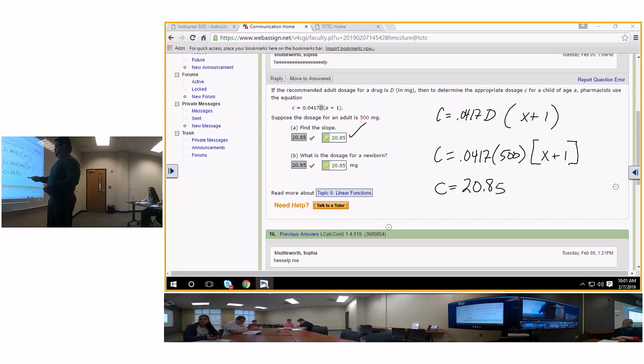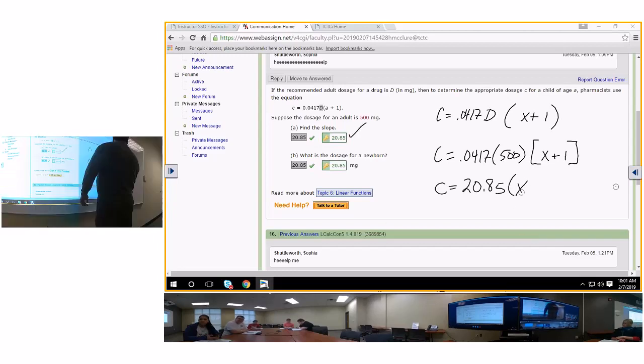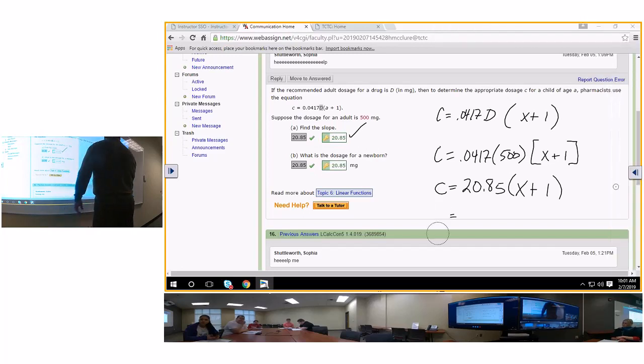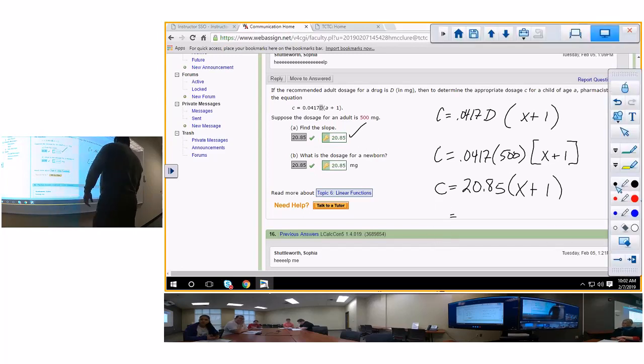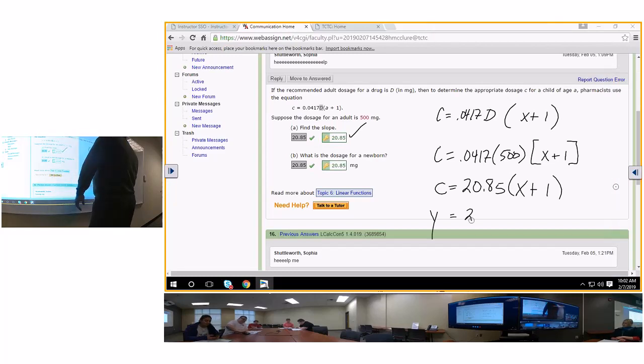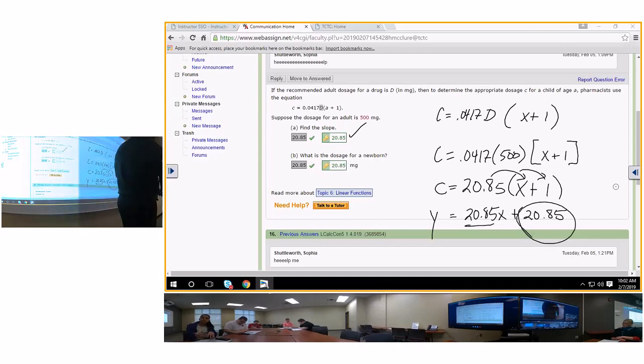All right, so 20.85, so that's that. So I distribute that 20.85, and I get C is equal to, I'm going to take that C out because we're used to Y. And this is what you do in your head. You don't replace it. Just do it in your head. Just say Y is equal to 20.85x plus what? 20.85. So this is your slope, and this is your Y what? Intercept. Your Y intercept.